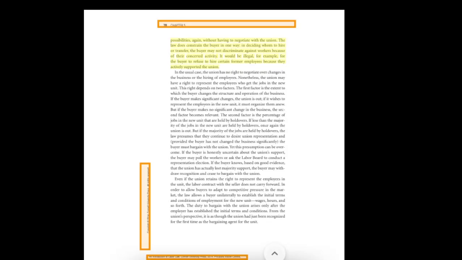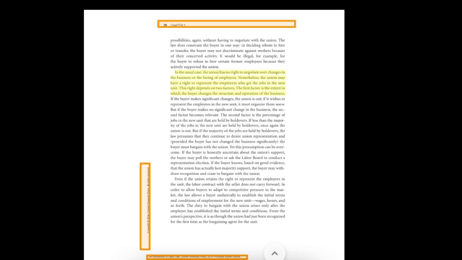The law does constrain the buyer in one way. In deciding whom to hire or transfer, the buyer may not discriminate against workers because of their concerted activity. It would be illegal, for example, for the buyer to refuse to hire certain former employees because they actively supported the union. In the usual case, the union has no right to negotiate over changes in the business or the hiring of employees.